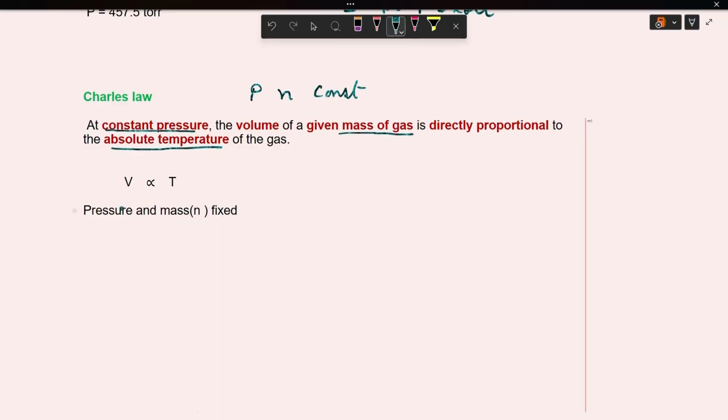What does it mean? If temperature is increased, naturally the volume of the gas will increase. If you lower the temperature, the volume of the gas will also get lowered. So, there is a direct proportionality. In the other case, it was inverse proportional, and in this case, it is direct proportional. And do not forget that pressure and mass or number of moles both are fixed.